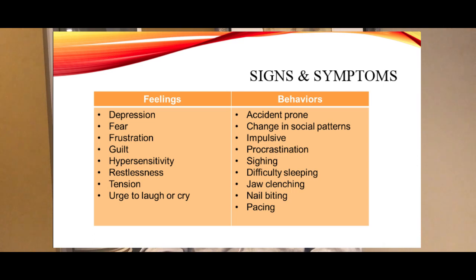And in terms of behaviors, one can be more likely to be accident prone, have a change in social patterns or become avoidant, impulsive, so acting without thinking, procrastinating or avoiding assignments or tasks, sighing frequently, difficulty sleeping, jaw clenching or biting, nail biting, and pacing.